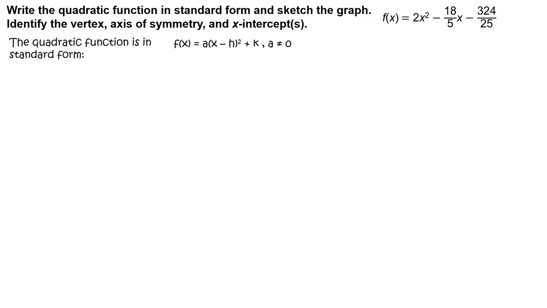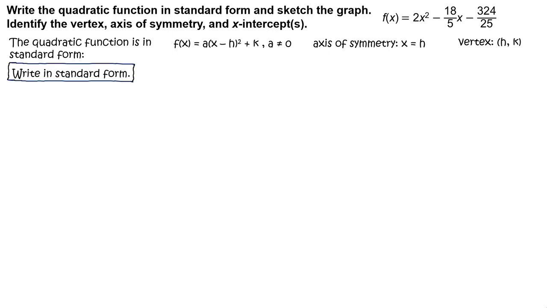324/25. Recall that the quadratic function is in standard form when f(x) = a(x − h)² + k, where a cannot equal 0. Then the axis of symmetry is a vertical line with equation x = h, and the vertex is a point with coordinates (h, k). First, write the quadratic function in standard form.